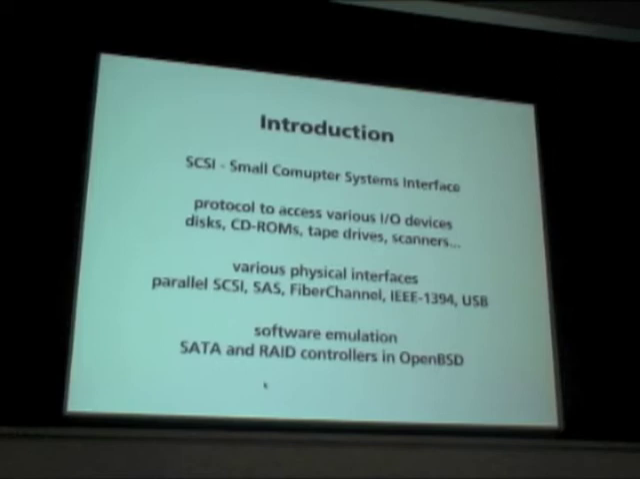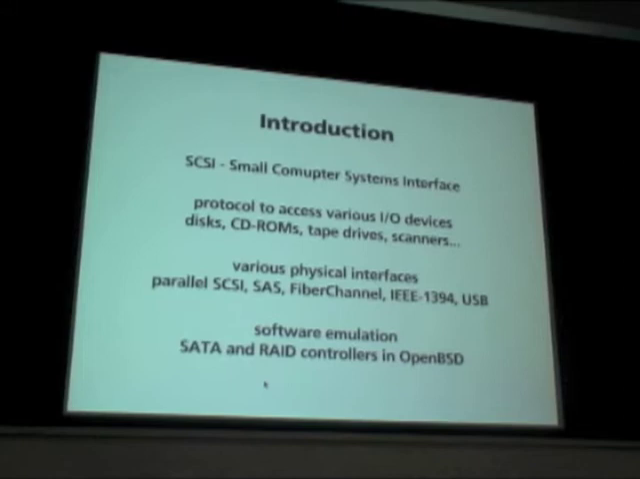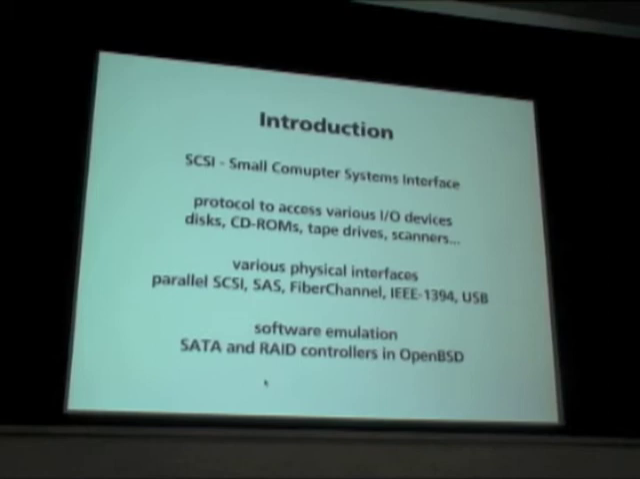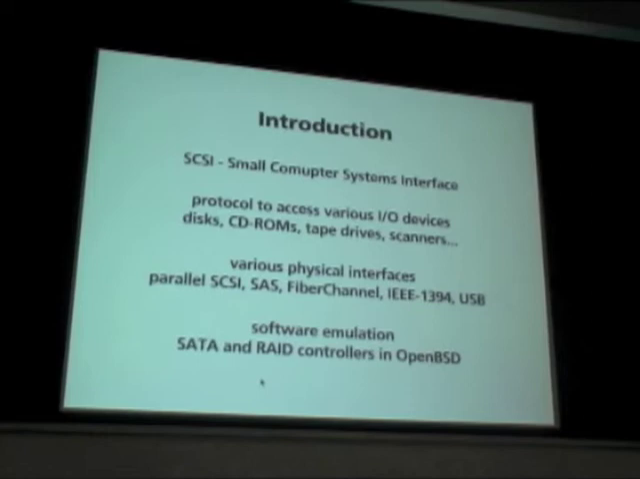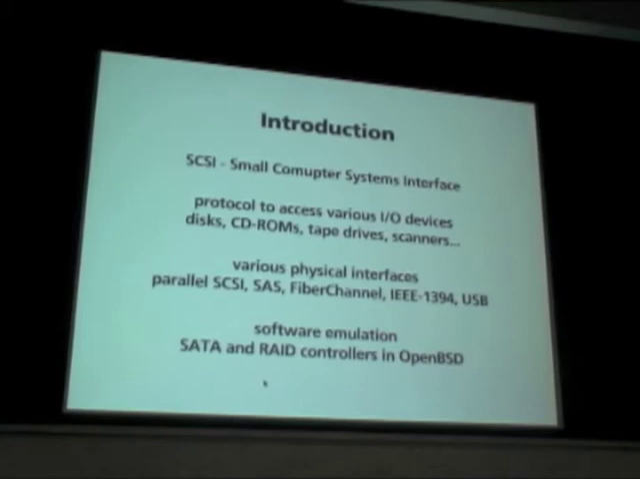So what is SCSI? It's like this magical four-letter acronym that is used everywhere, but nobody really knows what it is. It's the small computer systems interface. It's a protocol to access IO devices, and it actually is capable of accessing very many things. It starts with disks, goes over CD-ROMs, CD writers, tape drives, tape robots, scanners, then the enclosures of disk RAIDs and everything. So it can access very many devices.